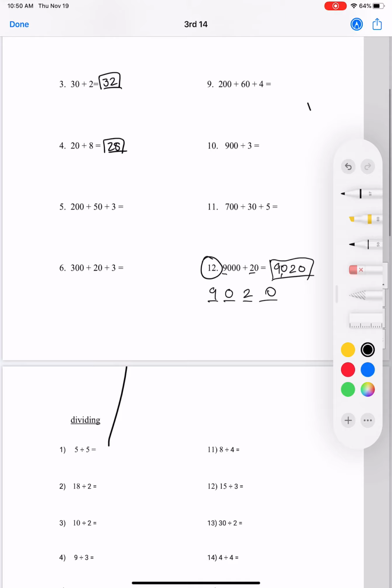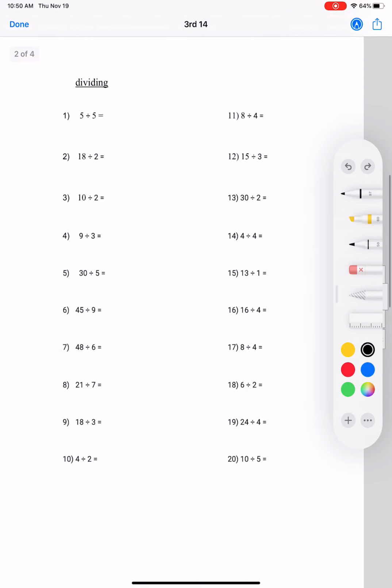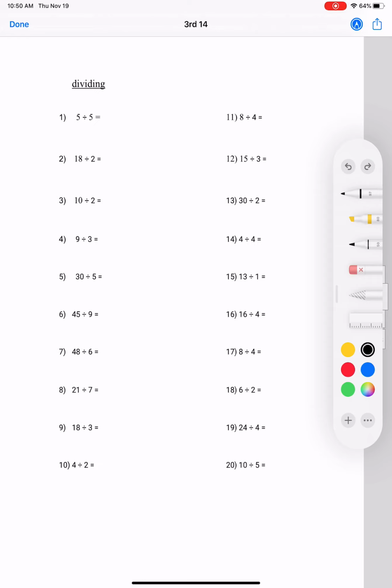Okay, next worksheet is dividing. So dividing is not the complete opposite. It's very similar, but it's like the opposite version of multiplication. So if you're dividing 5 divided by 5, you think what times 5 would equal 5. So if you say 5 times 1 equals 5, which means the answer to number 1 is 1.